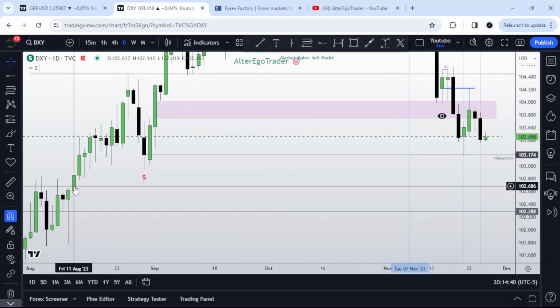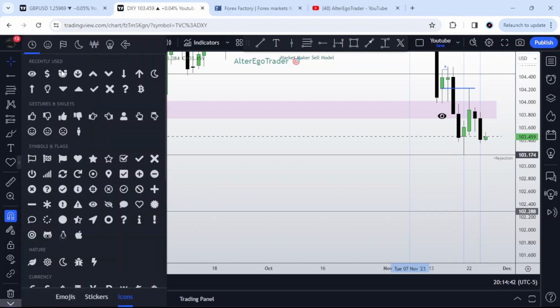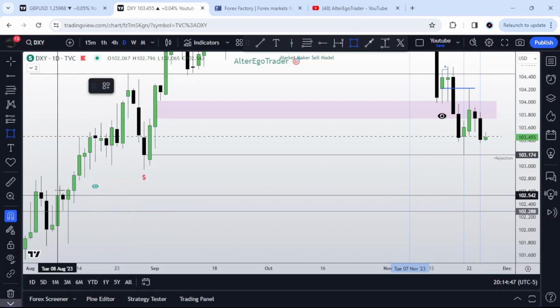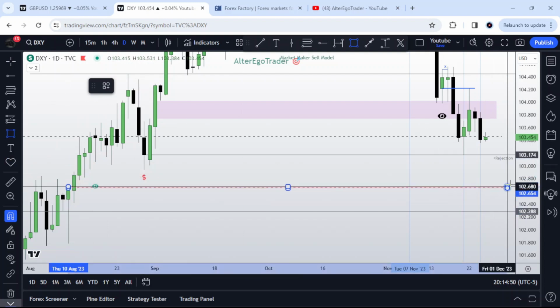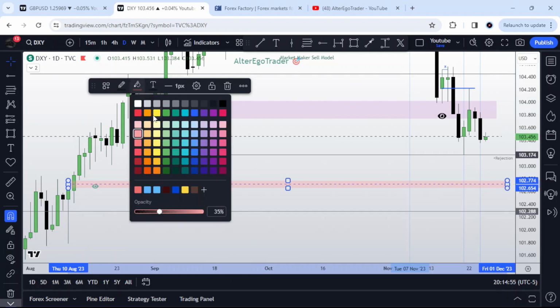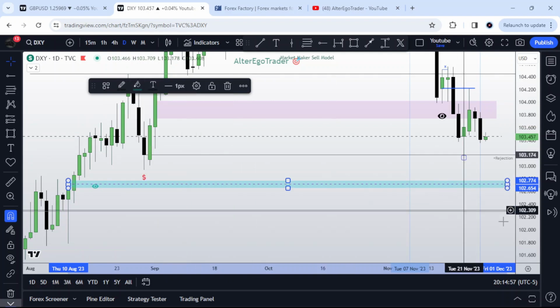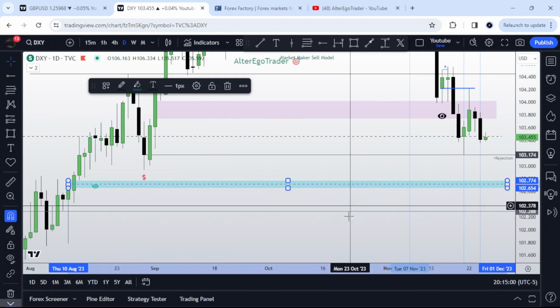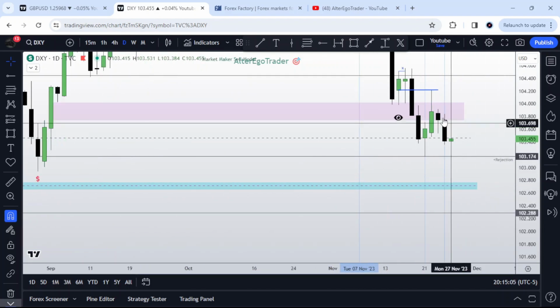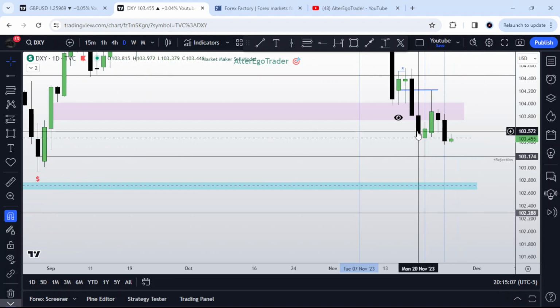102.936, and below that we have this fair value gap here. I think I'll just draw it out. So that's the fair value gap with the midpoint of it, the consequent encroachment. That's what I'll be reaching for.